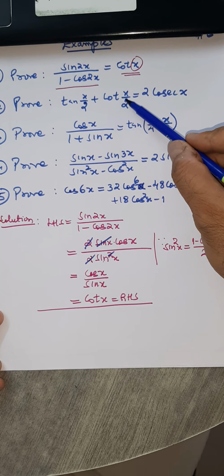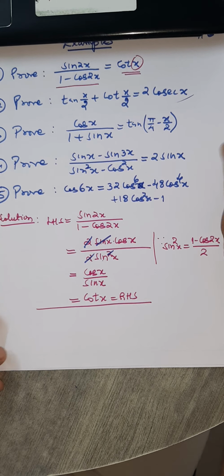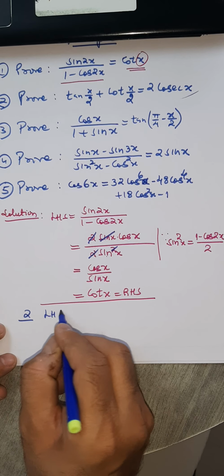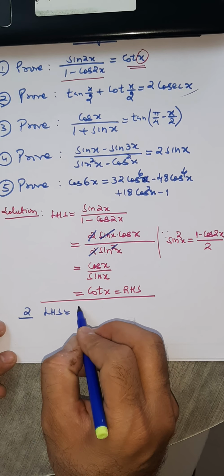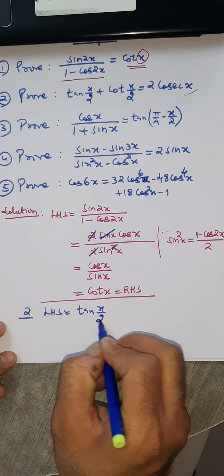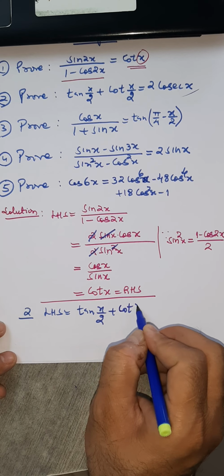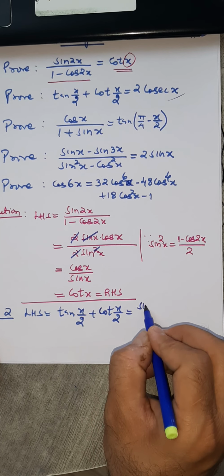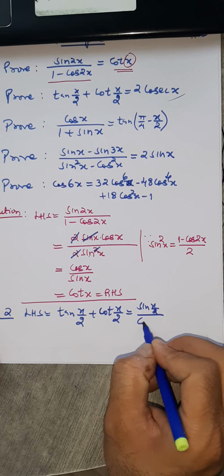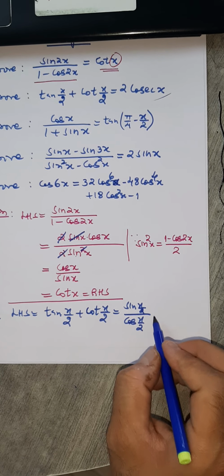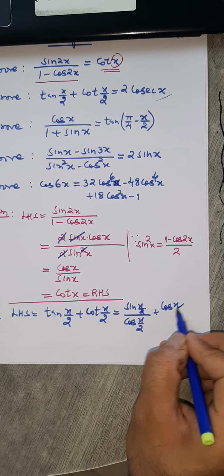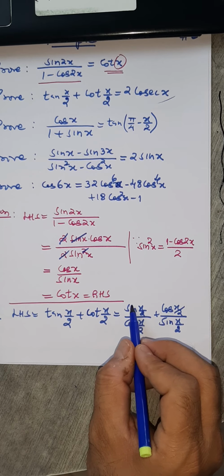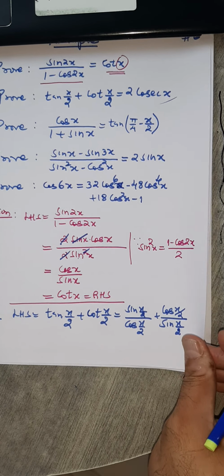You are given tan x by 2 plus cot x by 2, and you want to prove this second question. So for the second question, let me start with LHS here. What is left hand side here? tan x by 2 plus cot x by 2. So the first step is obviously we reduce it into sine cos. So sine x by 2 upon cosine x by 2 plus cos x by 2 upon sine x by 2. And then the next step is obviously cross multiplication. This with this, this with this.